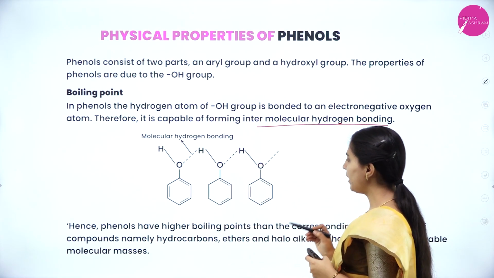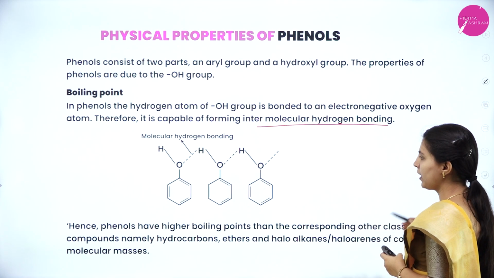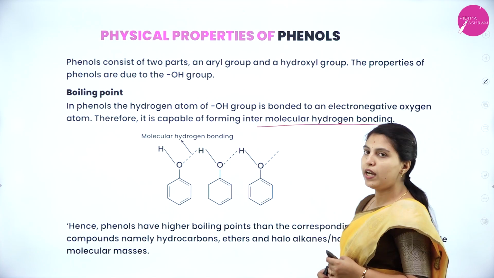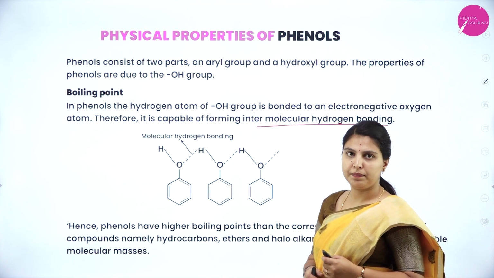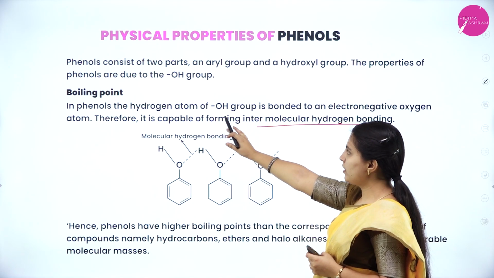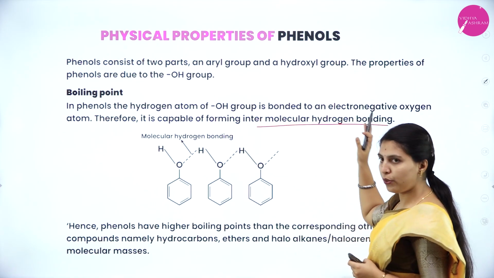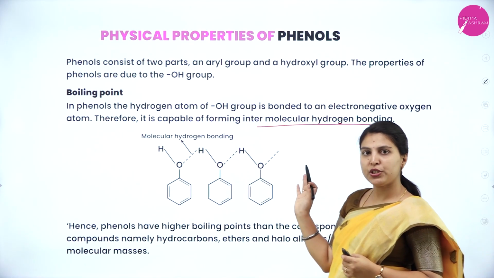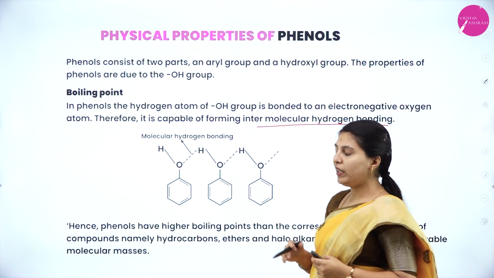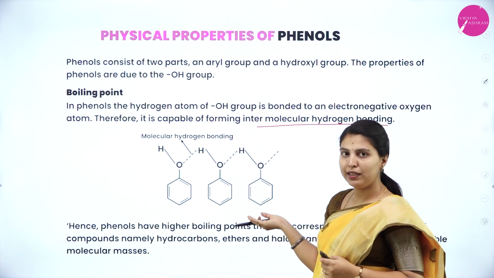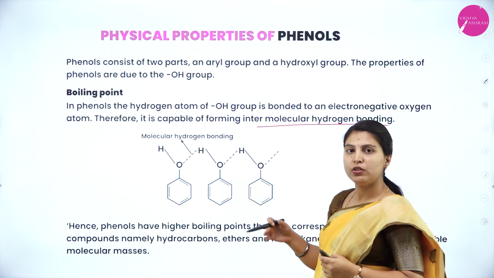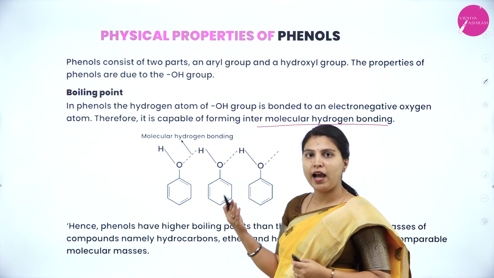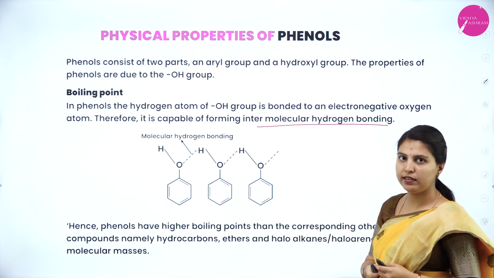Hence, phenols have higher boiling points than the corresponding other classes of compounds, namely hydrocarbons, ethers and haloalkanes or haloarenes of comparable molecular masses. Once again, the hydrogen of the OH group is bonded with the electronegative atom, that is oxygen. Therefore, it is capable of formation of intermolecular hydrogen bonding. When the intermolecular hydrogen bonding will form, it will be having higher boiling point. So, phenols are having higher boiling point comparative to hydrocarbons, haloalkanes, haloarenes and ethers, etc.